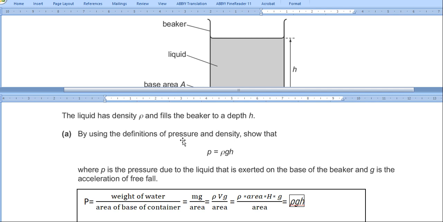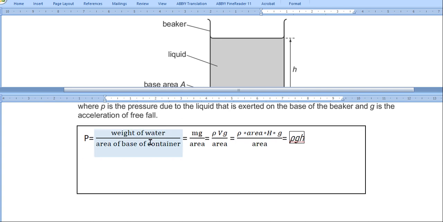By using the definitions of pressure and density, show that P equals ρgh, where P is the pressure due to the liquid as exerted on the base of the beaker, and g is the acceleration of free fall. So, first of all, pressure is force over area.